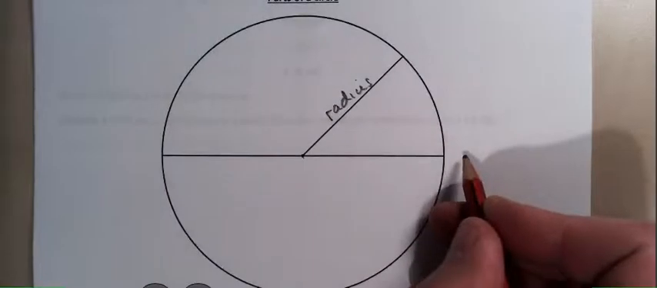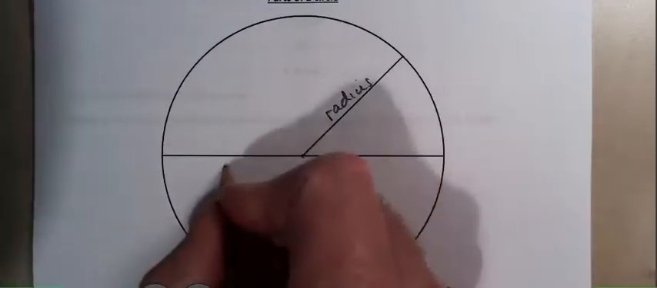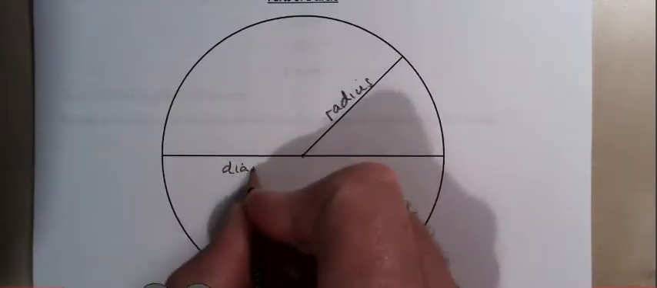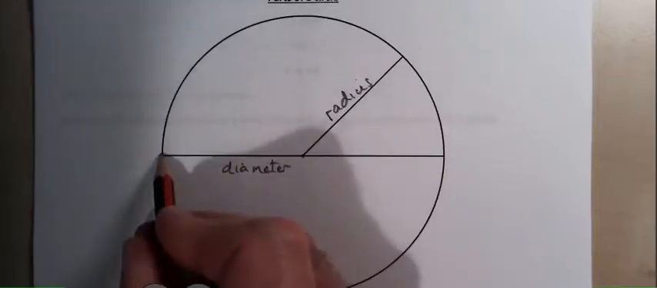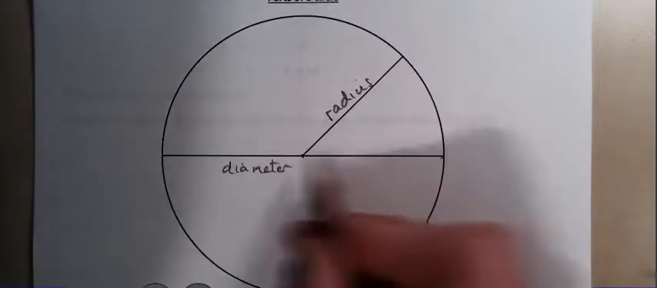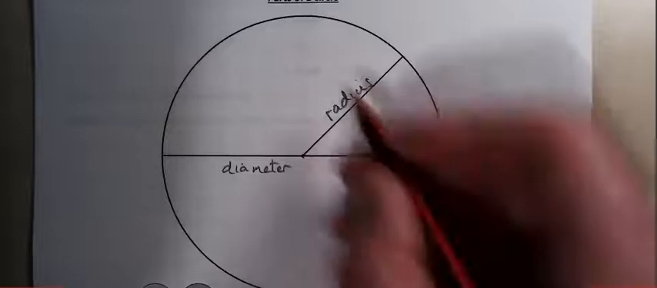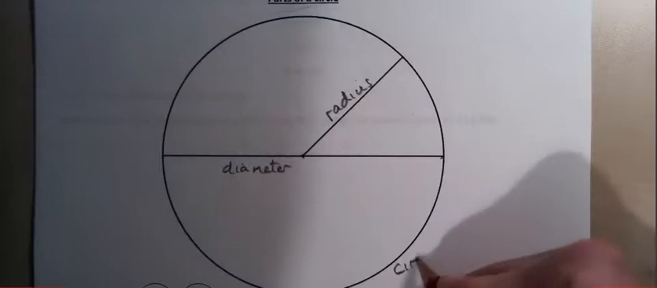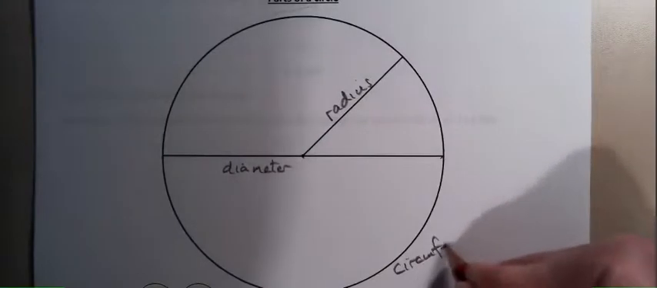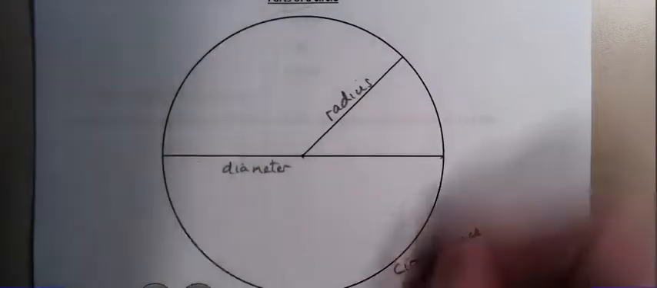This line here, which is always twice the radius, is our diameter, and it's the distance from one side of the circle to the other side of the circle going through the center. And then the other one we want to mention is this distance round here, and this is of course called our circumference, and that's the distance all the way around the circle.